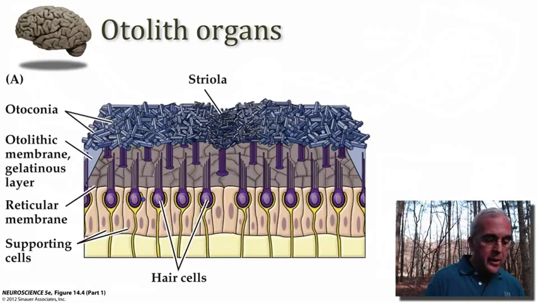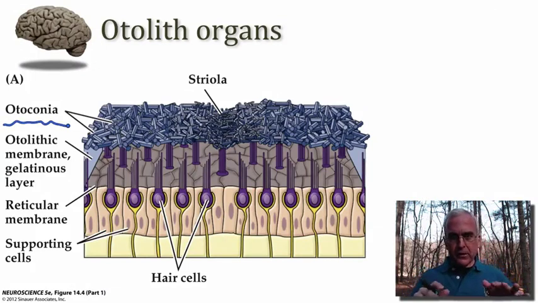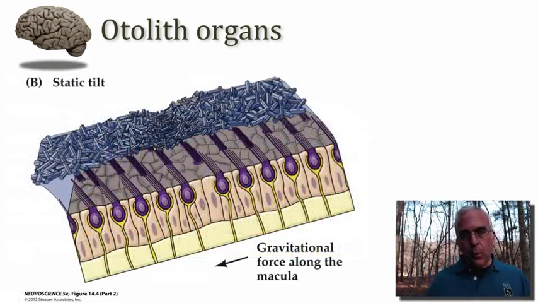And otoconia quite literally means ear stones. So we have basically a layer of calcium carbonate crystals. We can think of it really as a layer of pebbles that are sitting upon this relatively dense, relatively heavy gelatinous mass. So what would that mean if we were to tilt our head in one direction or another? Well, when we tilt our head, we're going to shift the distribution of that otolithic membrane relative to the fixed structures of the sensory epithelium.